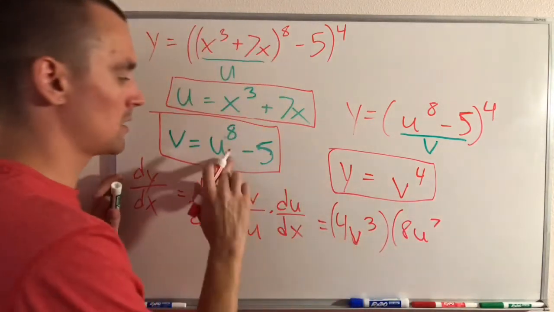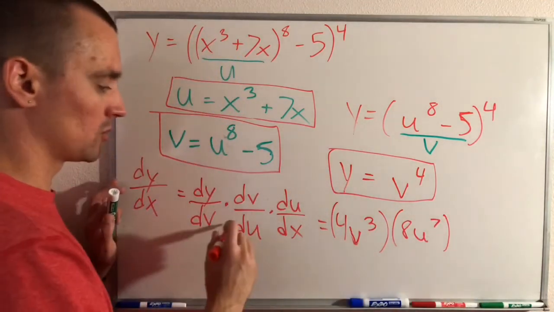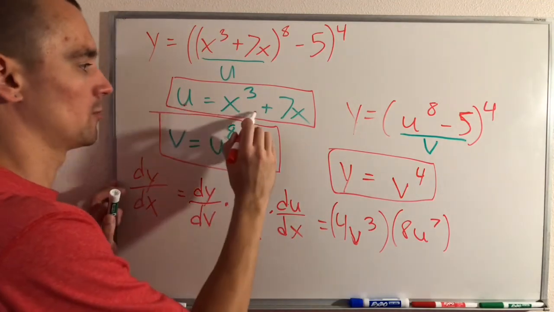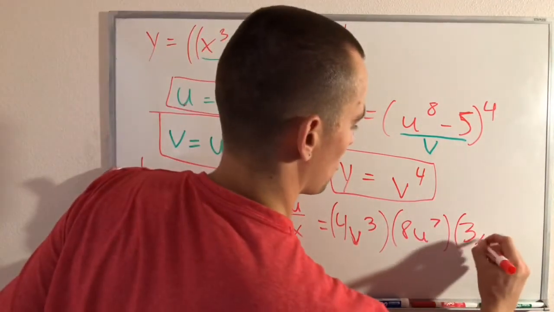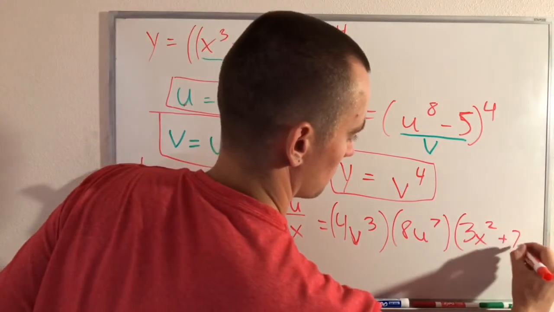lower the power by 1. The derivative of 5 is 0, so that's just going to go away. And then we need to multiply that by the derivative of u with respect to x. So the derivative of this function u with respect to x, again, is just going to be the power rule. Bring the 3 down in front, lower the power by 1. Derivative of 7x is just 7.